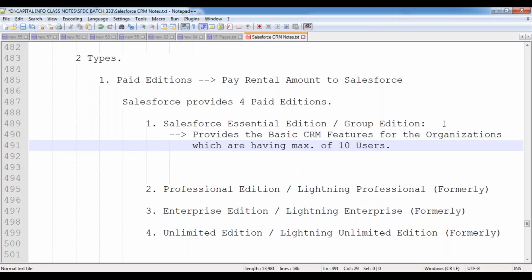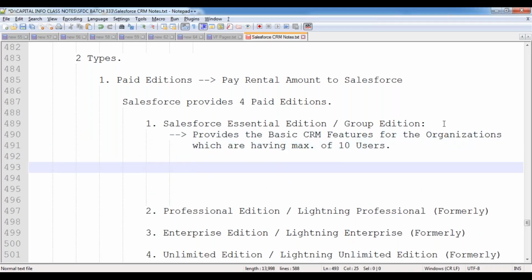Basically, this edition has been designed by Salesforce for small organizations or startup organizations which have a maximum of 10 employees, with a maximum of 10 users who can access this account.